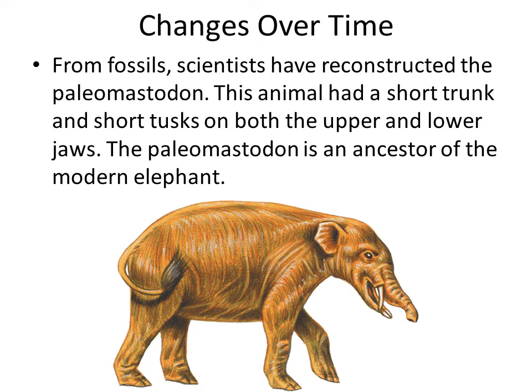Scientists who study fossils are called paleontologists. They use the fossils to study the organisms that lived in the past. From fossils, scientists have reconstructed the paleomastodon. This animal had a short trunk and short tusks on both the upper and lower jaws. The paleomastodon is an ancestor of the modern elephant.